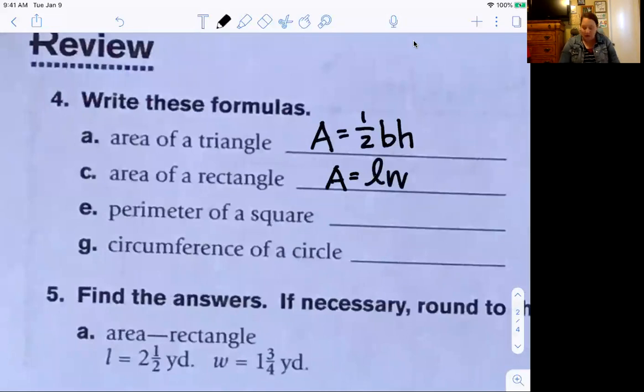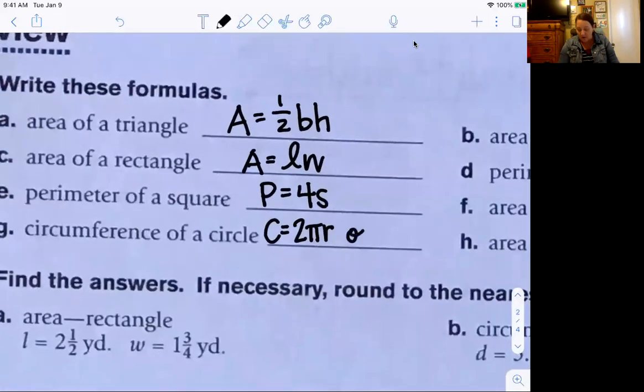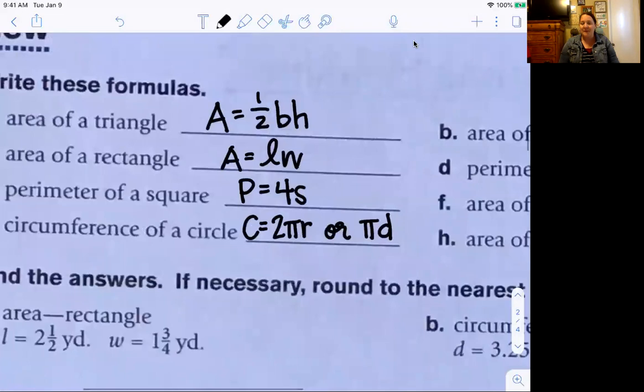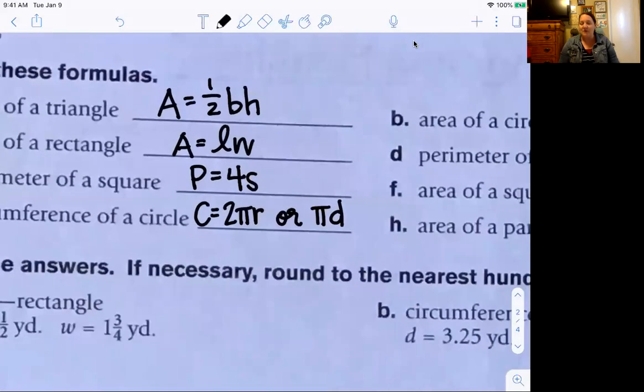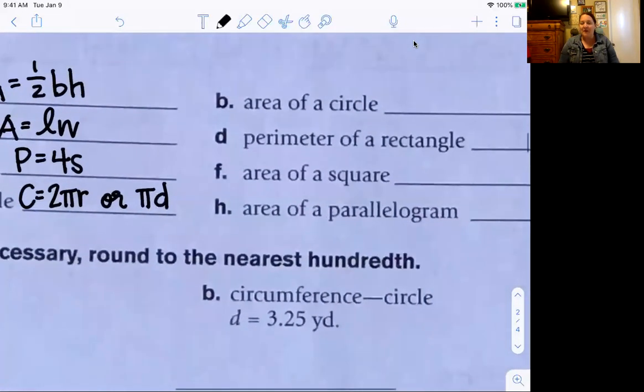Perimeter of a square. Perimeter equals 4s. Circumference of a circle. Circumference equals 2 pi radius, or 2 times pi times radius, or that's one that has 2, pi d. Pi times diameter. Okay, let's move on to B. If I went fast, just pause and you can come back to it. B, D, F, and H.